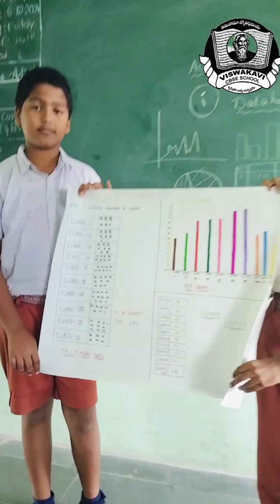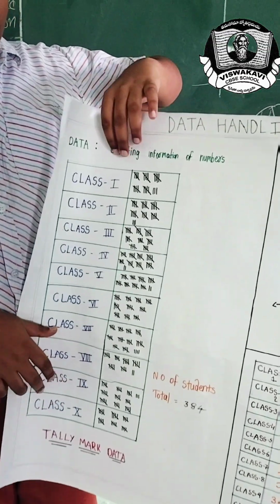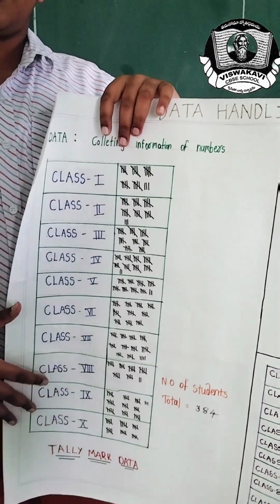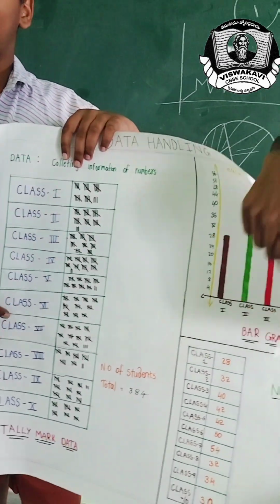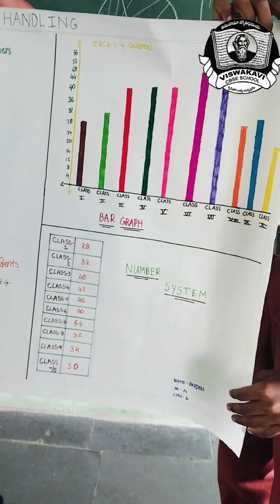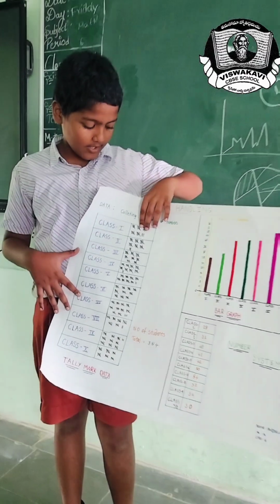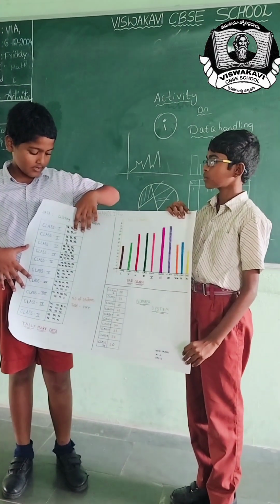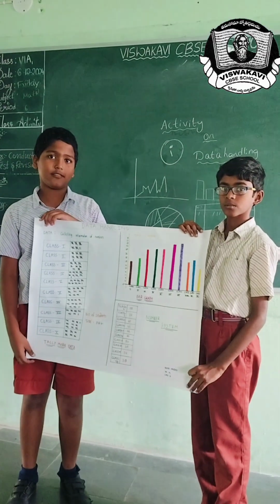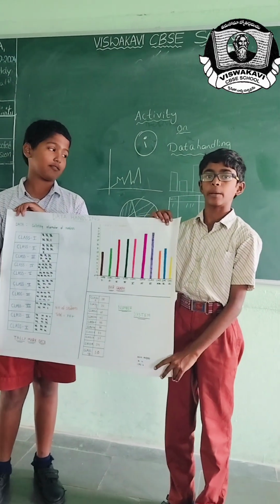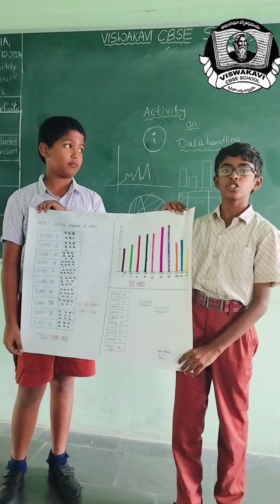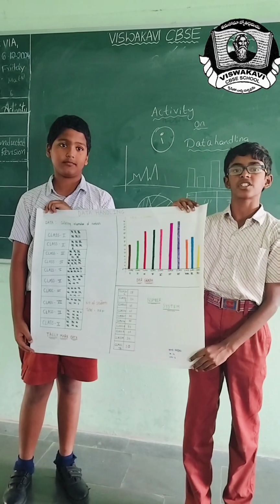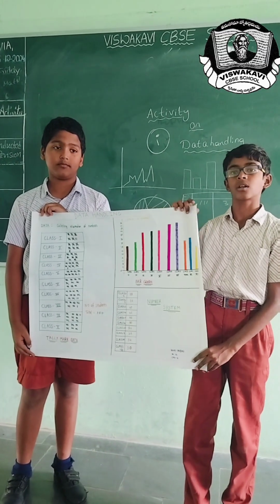Tally mark, a dash of numerical numbers that we count, is called tally mark. How will we represent it? First we'll write 4 lines and we'll cross the other line. That is all. Now I'm going to explain about bar graph. The collection of information in the form of bars is called a bar graph.